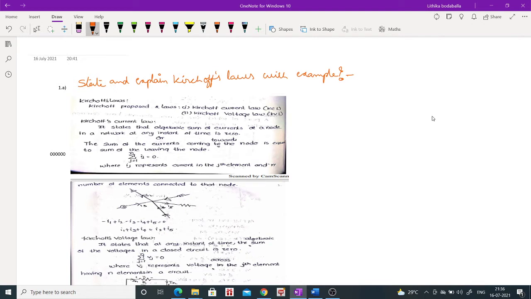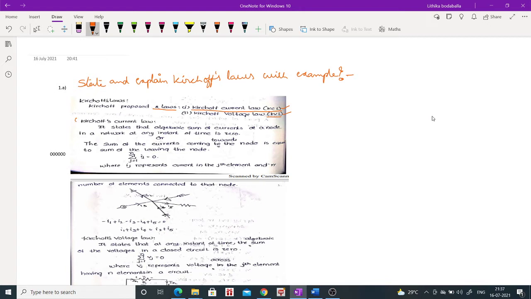So now let us try to understand what Kirchhoff's laws are. Kirchhoff proposed two laws. The first one is Kirchhoff's current law, in short named KCL. The second one is Kirchhoff's voltage law, in short named KVL. Now let us understand these two one by one.